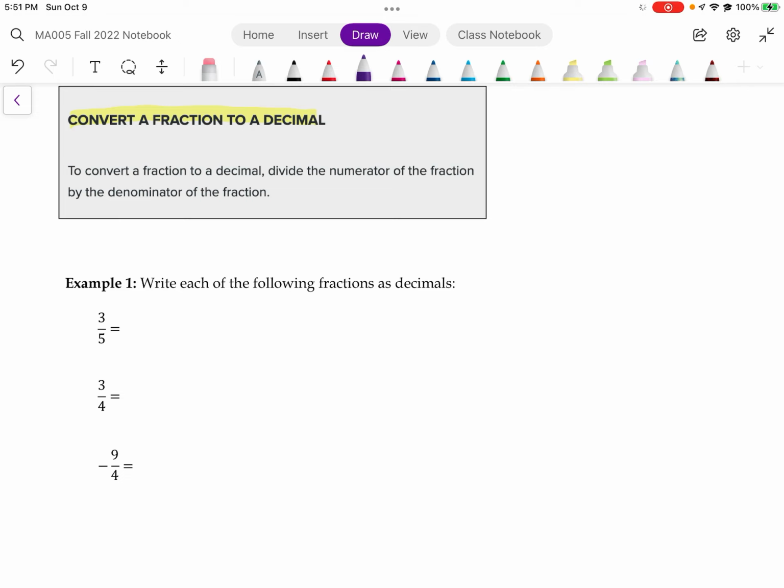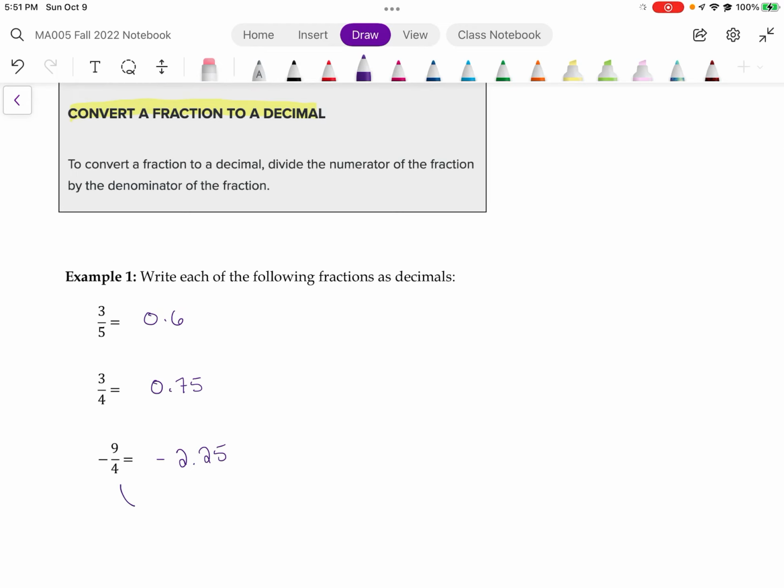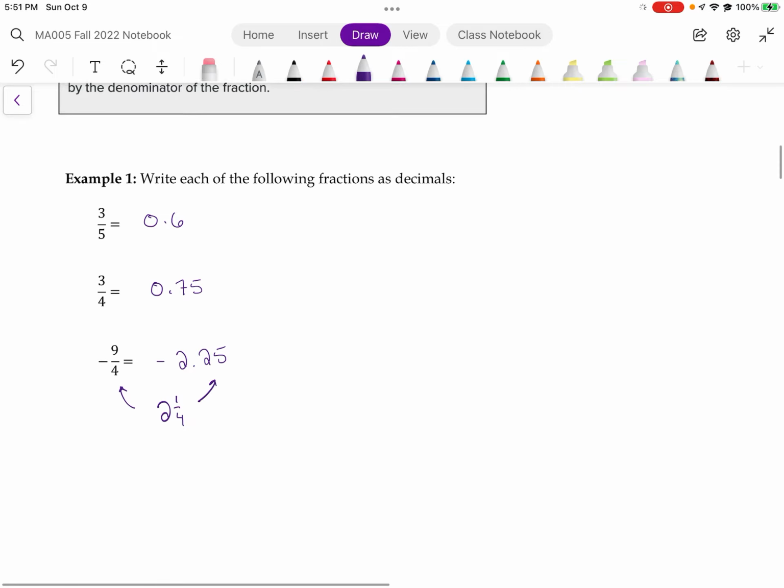All right, so for 3/5, you should get 0.6. For 3/4, you should get 0.75, and these are all exact numbers. And then for -9/4, it's going to be negative, and you don't have to put the negative in your calculator. You can just remember it's negative. You can if you want to, but you're going to get 2.25. And just think about that with fractions, going back to our fractions work. If you turn this into a mixed number, this would be 2 1/4.